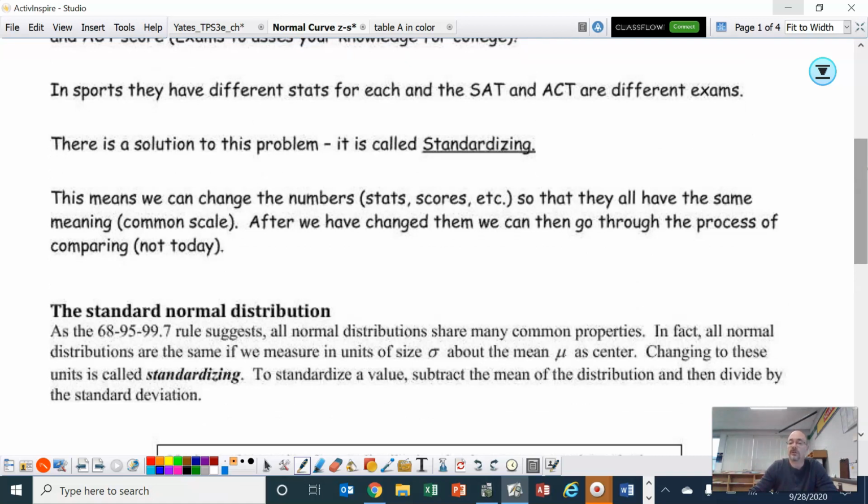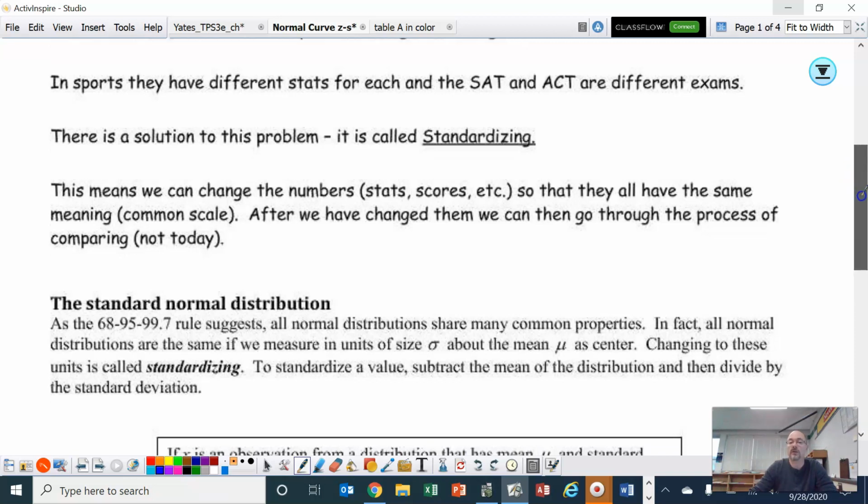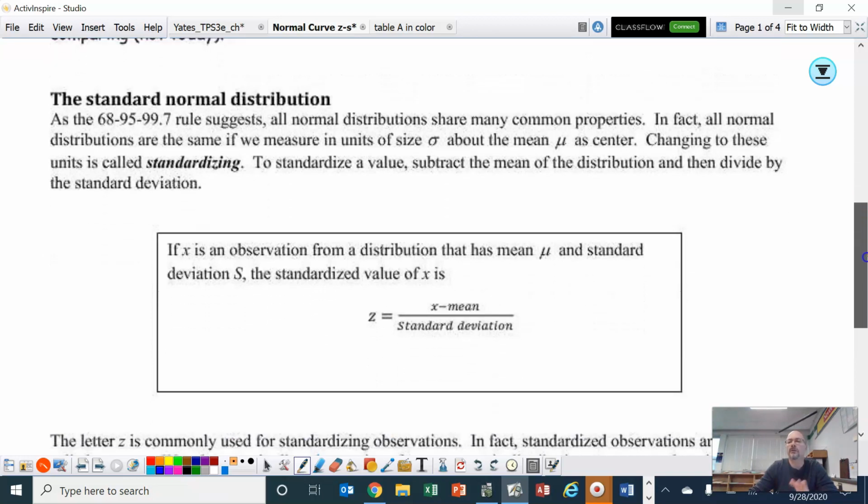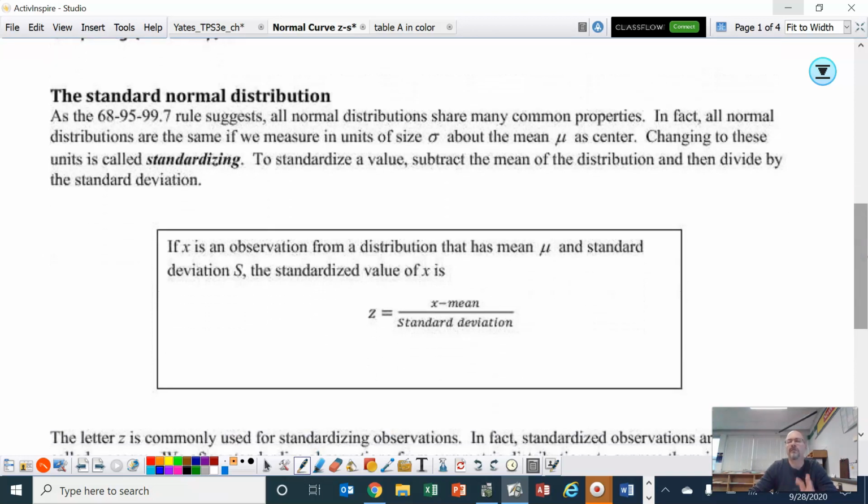There is a solution to this problem, and that is called standardization. This means we can change the numbers, stats, scores, etc., so that they all have the same meaning or common scale. After we have changed them, we can then go through the process of comparing. But not today. We're not going to do the comparing today. We're just going to find that z-score, and then use the table to find that area or proportion underneath that normal curve.